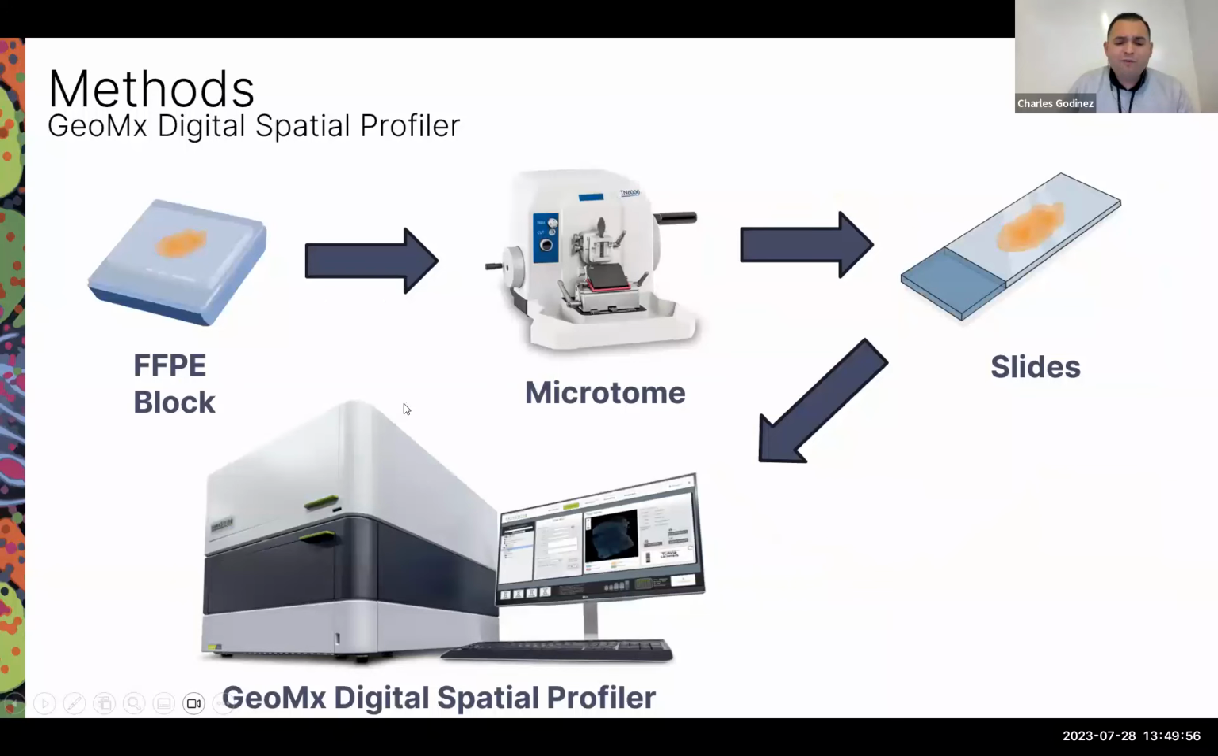And so to provide an overall view of how we processed our sample, on the left, you can see an illustration of our tissue embedded into a formalin block. These are known as FFPE blocks. FFPE stands for formalin fixed paraffin embedded. We use a microtome to cut thin 5-micron thick slices and mount the slices of sample onto slides, which we then analyze using the instrument shown at the bottom called the GeoMx Digital Spatial Profiler, produced by a company called NanoString.